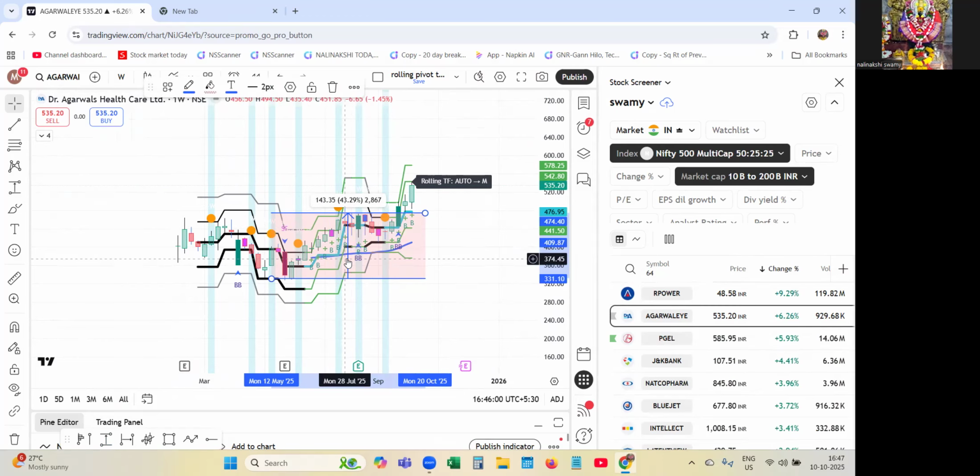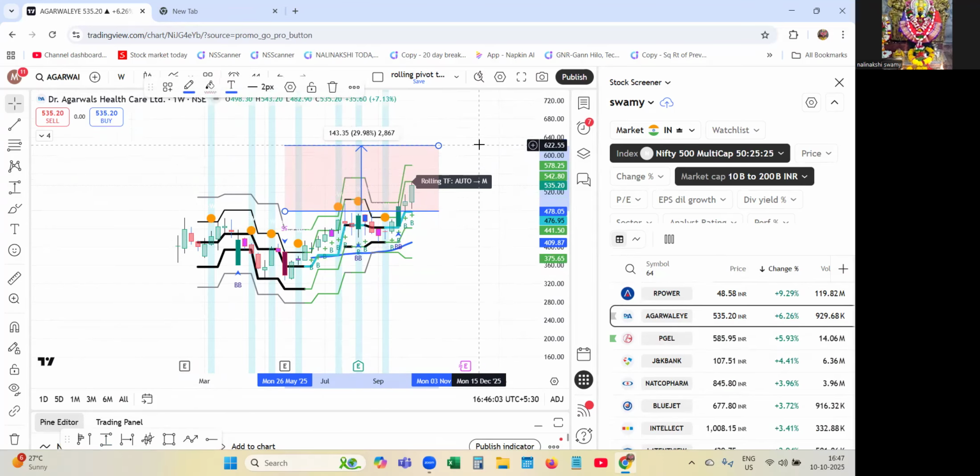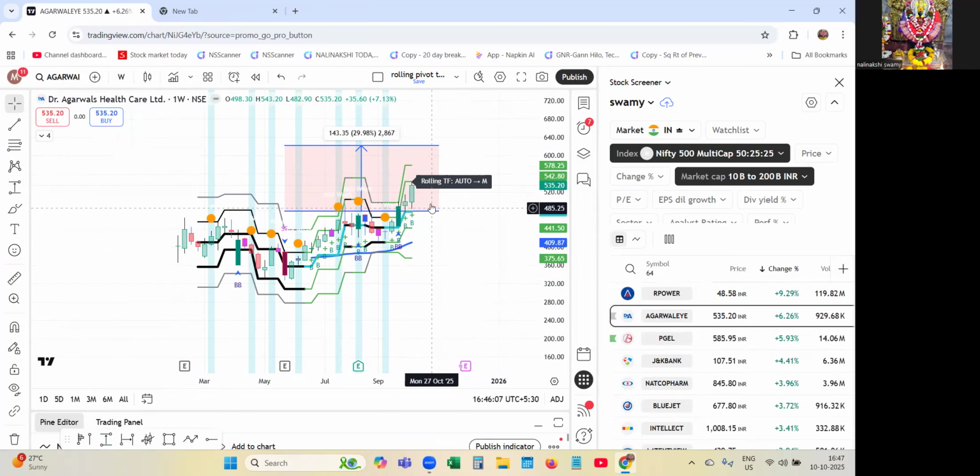So if you consider a 1:2 movement, you can anticipate 627 in this stock, now at present 535, another 100 points. It has shown a breakout from the previous months, all these months, midweek. That is, you can consider it as a monthly breakout, and you can consider this a good stock for putting money into, Agarwal Eye Hospital.